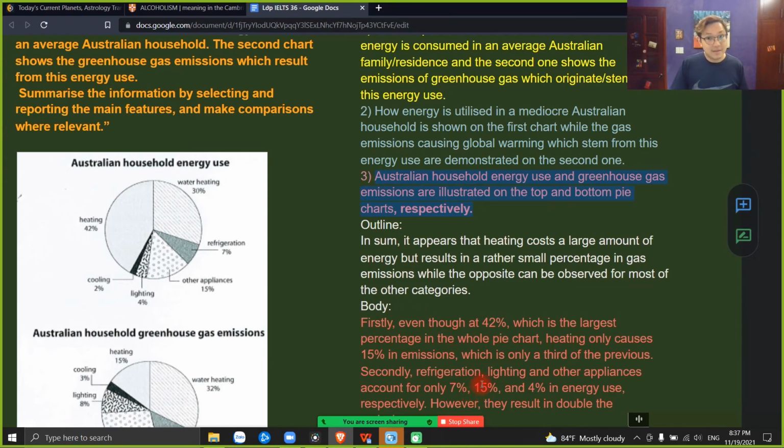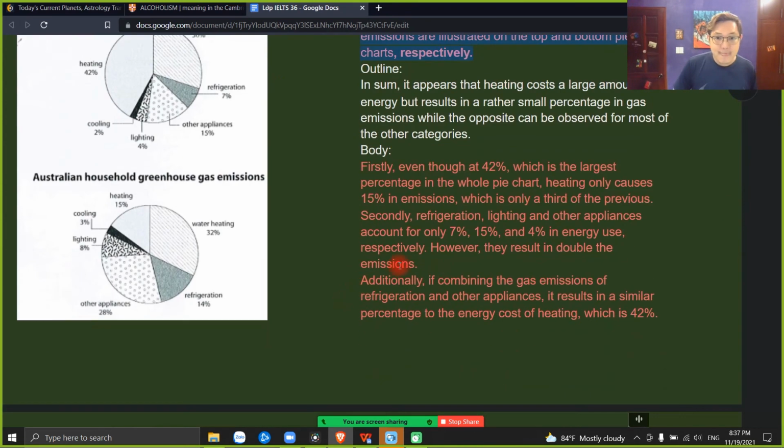Something like that. But it's not enough because task 1 asks you for 150, isn't it? And if you don't write the 150 that they ask you, your task response score will be very bad. So, maybe I should write one more sentence.